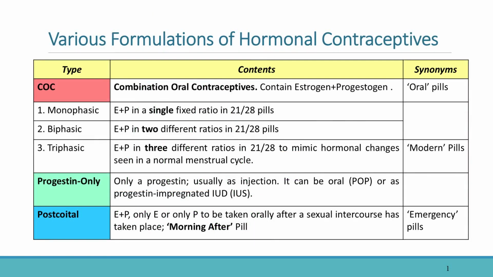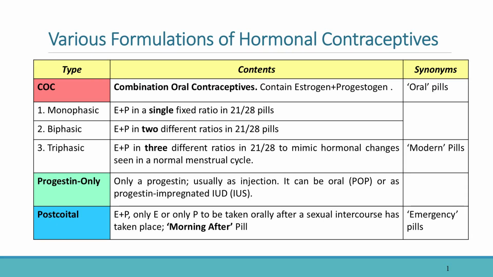Hormonal contraceptives exist in multiple formulations. Combined oral contraceptives contain both estrogen and progestin. Monophasic pills contain fixed hormone ratios throughout the cycle. Biphasic and triphasic pills attempt to mimic natural hormonal fluctuations more closely.